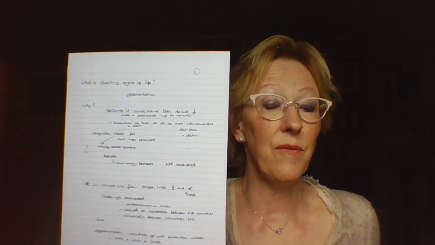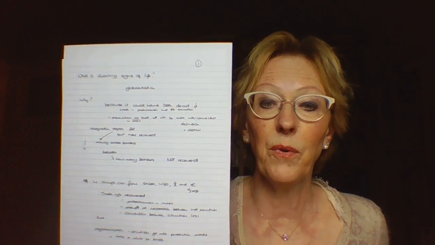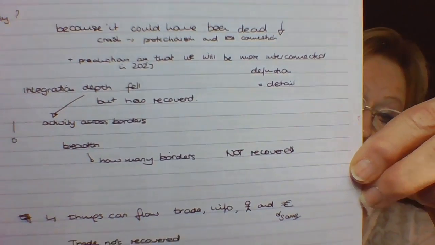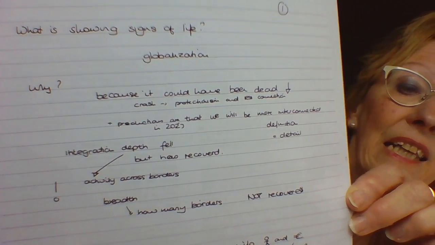I write some scribbles down on a page and I revisit the text and I try and work out what is it about. Now this is unreadable, but for you it's something like what's showing signs of life and why, because it was dead, and what was dead. Oh, it's globalisation. Trade, and I've got all sorts of notes, and they're not very interesting or useful yet.